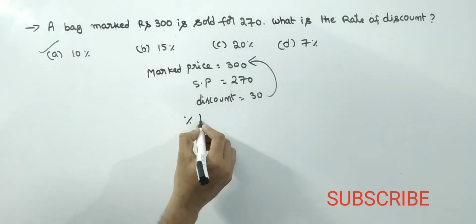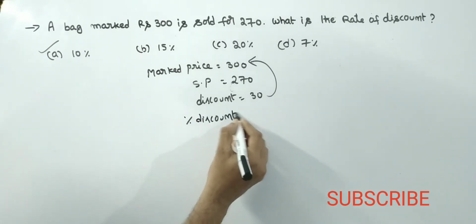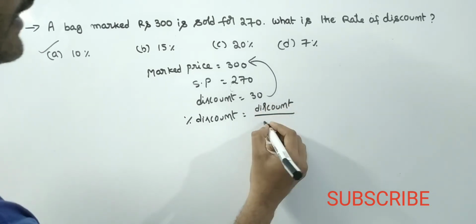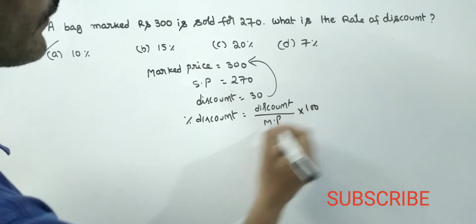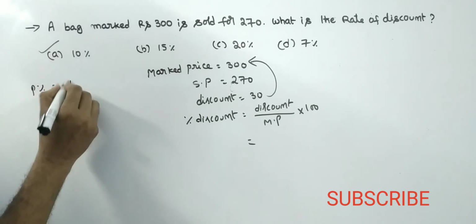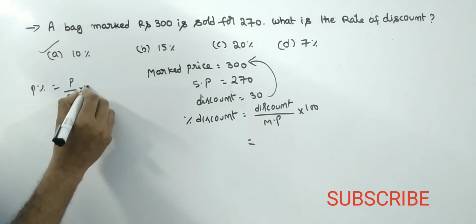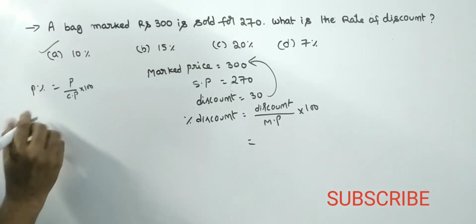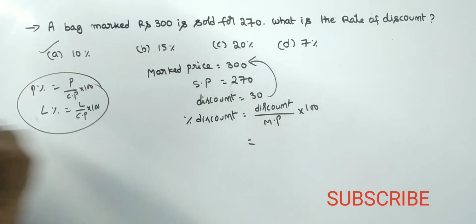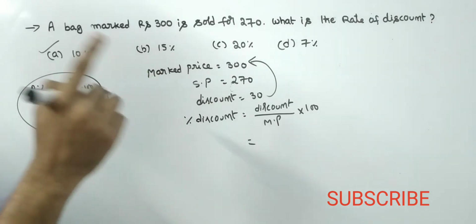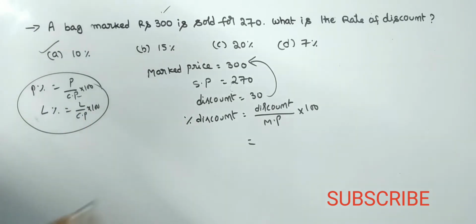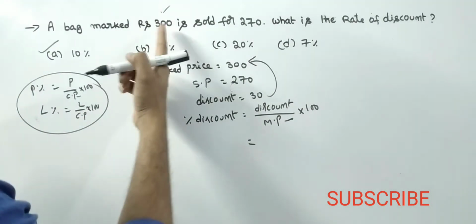See friends, percentage discount is nothing but discount by marked price into 100. Same only. In the previous classes, profit percentage is nothing but profit by cost price into 100. Loss percentage is nothing but loss by cost price into 100. But here he didn't ask anything, profit or loss. He is giving discount. Discount on what? Discount on market price. Here not on cost price. So here on market price he is giving the discount.